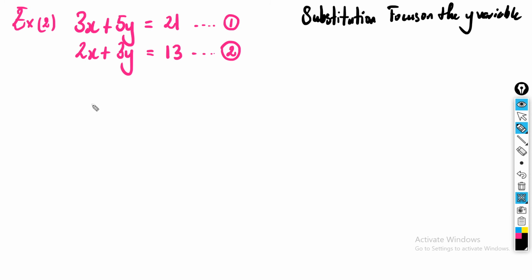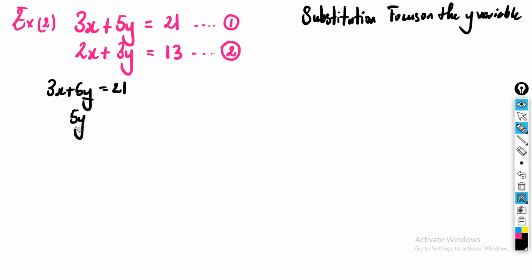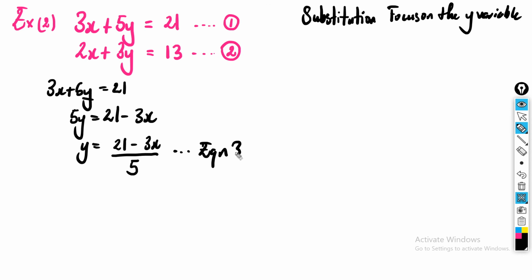So the first thing we're going to do, guys, is we're going to take equation 1, 3x plus 5y is equal to 21, and then we're going to solve for y. We're going to say 5y is equal to 21 minus 3x, and we have y is equal to (21 minus 3x) all over 5. Cool. So that's our equation 3.